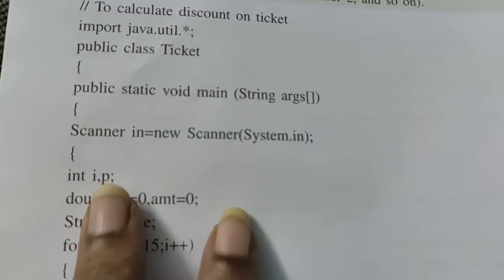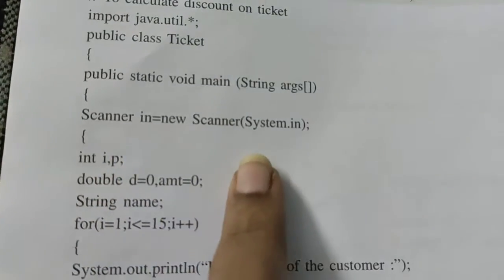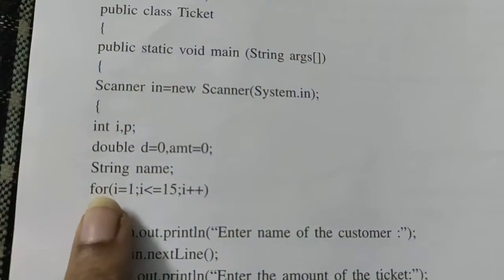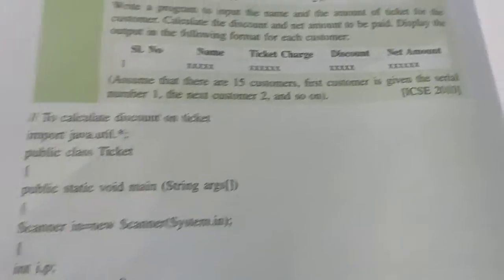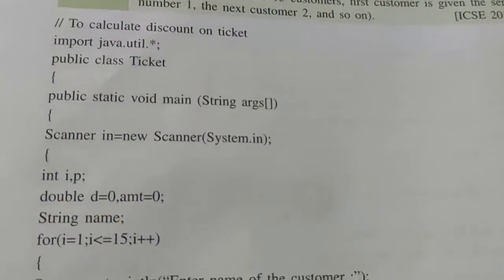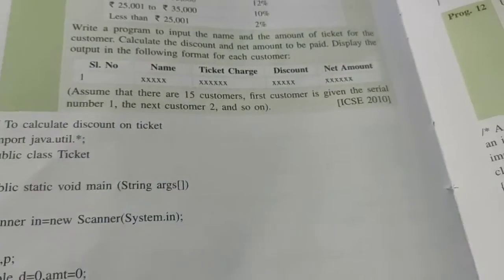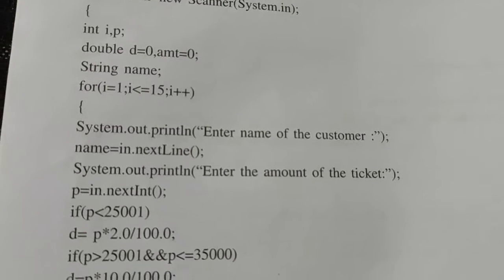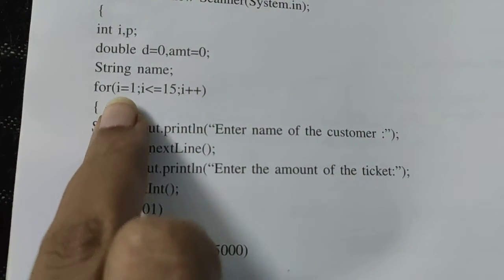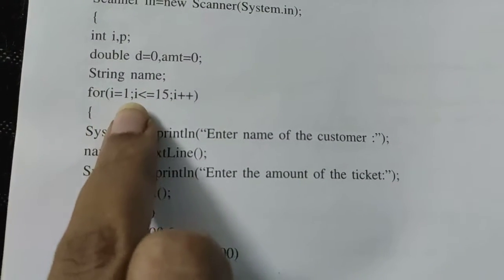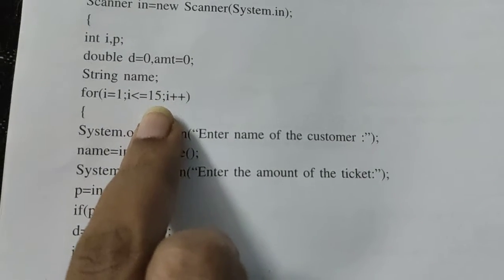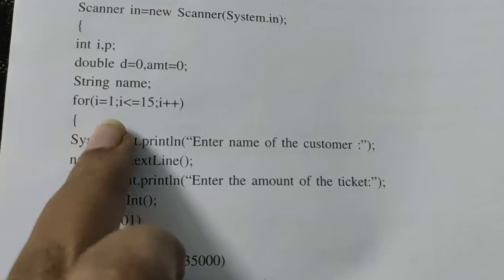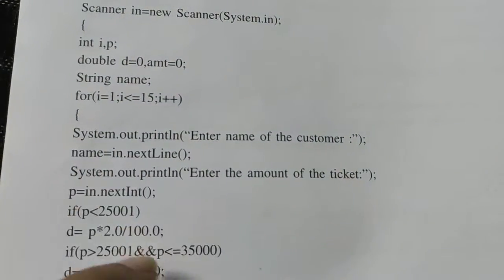They have used the scanner method to get the input, initialize I and P. So the initialization part is the string name to get the name, because here you have to print the name also. So your serial number is going to be 1, 2, 3, like that only. So as we get the value here, I is equal to 1 and less than or equal to 15 we are getting. So to print the serial number, if we give the I value, that is enough. It will be 1, 2, 3 like that.